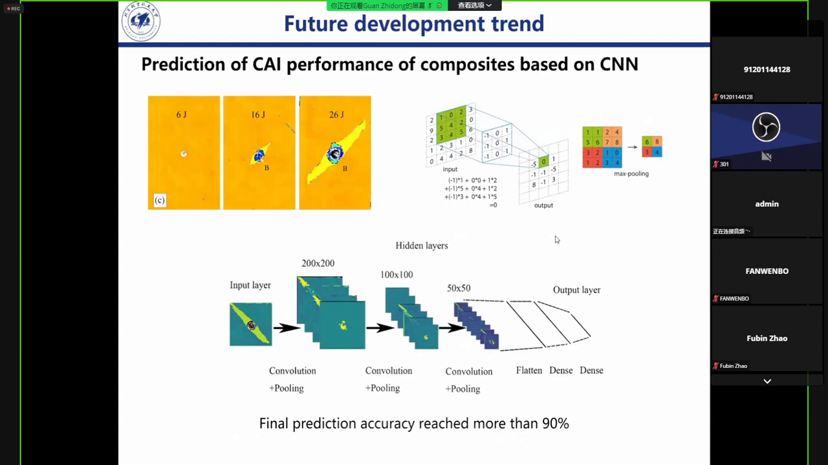The last one is predicting CAI performance of composites based on the CNN, that is the convolutional neural network. We propose a method for predicting compression strength after impact based on the CNN, in order to reduce the training parameters and prevent overfitting. The convolution and pooling operations were performed. The method took the NDT image as input and the compression strength after impact as output for the training, and the final prediction accuracy reached more than 90%.